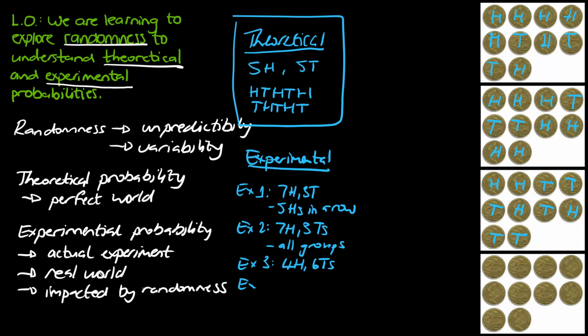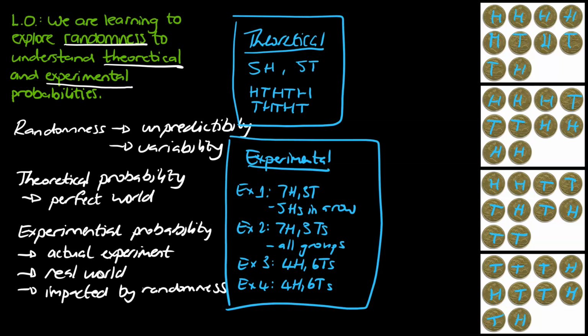And in the last experiment, experiment 4, we had tails, tails, tails, heads, heads, tails, tails, heads, tails, heads. Again, there's a big run of tails in a row to start off with, and then it did switch back and forth between heads and tails. But four heads and six tails as well.